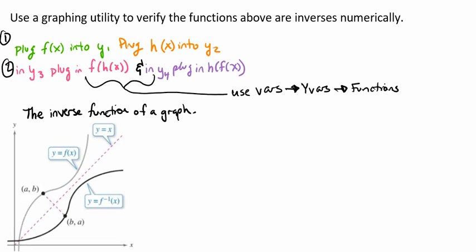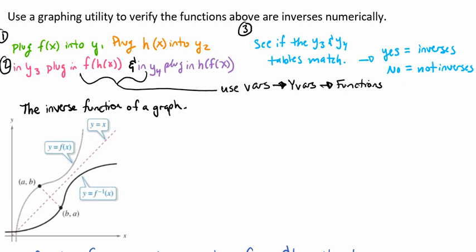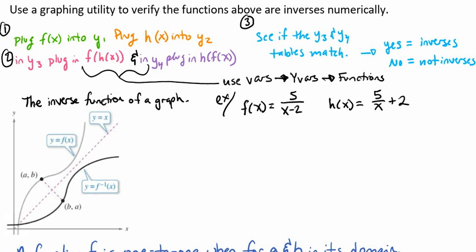And you do this using the vars, yvars, functions buttons and menus on your graphing calculator. And third, you're going to see if the y3 and the y4 tables match. And if they do, they're going to be inverses, and if they don't, then they're not going to be inverses. So we're going to go ahead and do a quick example just to make sure that you understand how exactly to use your calculator. We're going to use the equation f of x equals 5 over x minus 2, and its inverse, hopefully, h of x equals 5 over x plus 2.